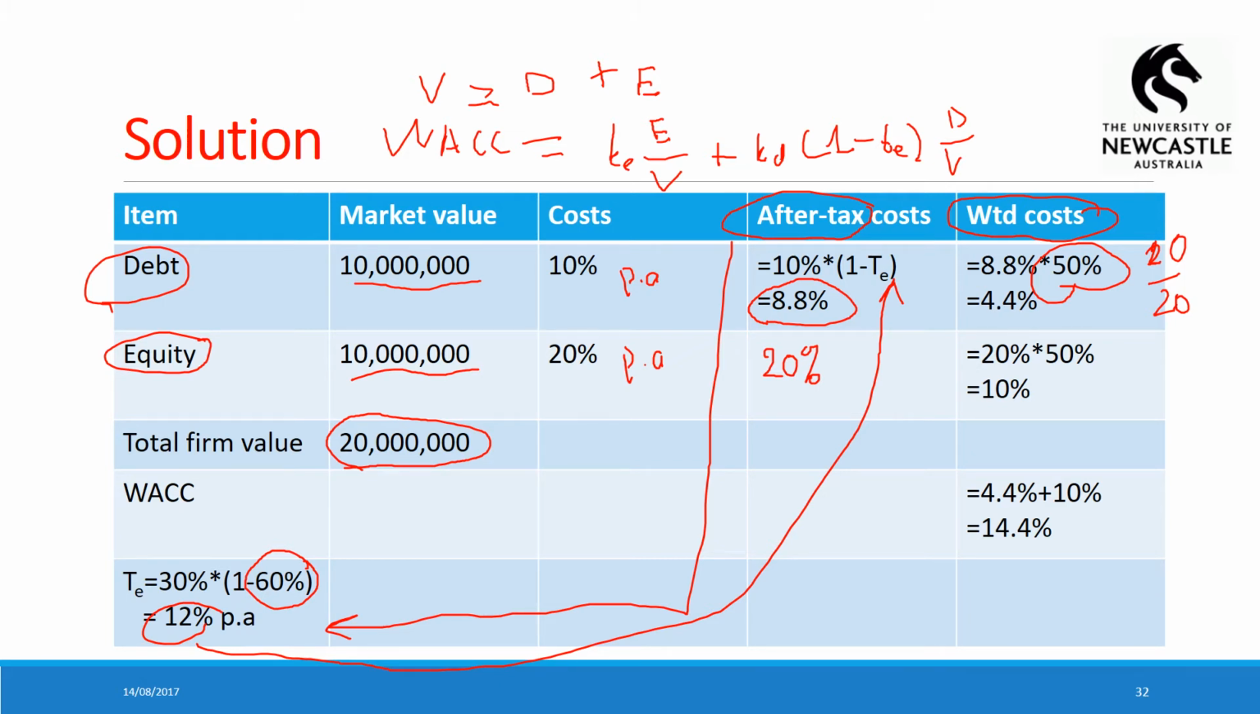So the weighted cost of capital is simply the sum of the weighted cost of debt and the weighted cost of equity, right? So here we work out that it's 14.4%.